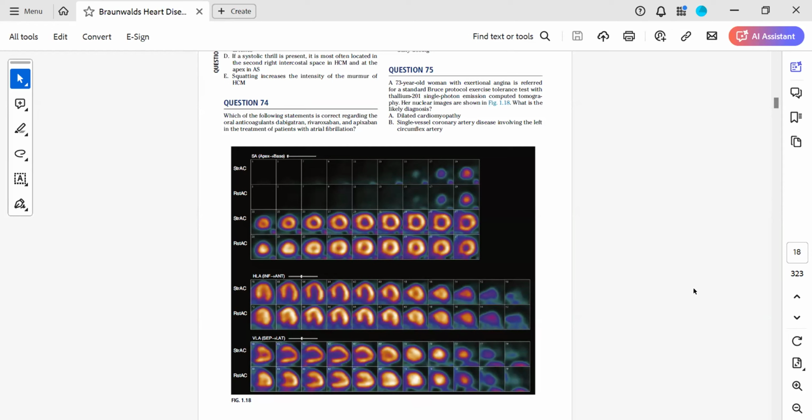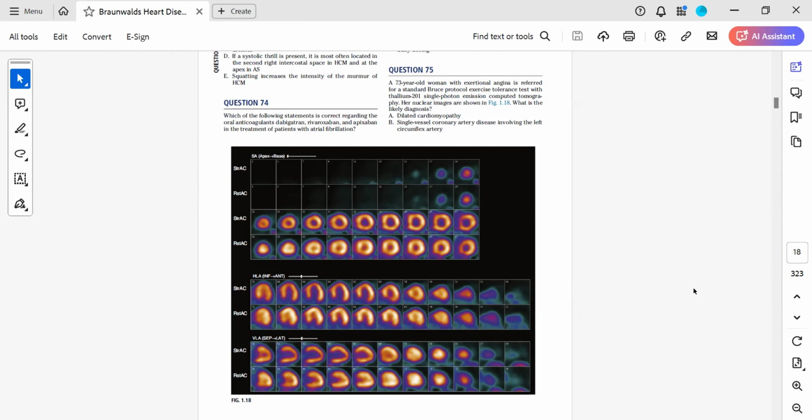But if I use the previous knowledge, I don't seem to see any filling defect or reduction in caliber of any area that is being imaged, both during stress and rest. So if I'm to hazard a guess here, I would likely say it's normal coronaries or something. But like I said, I didn't read about photon tomography.